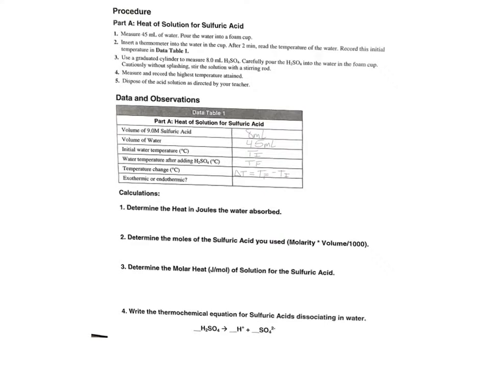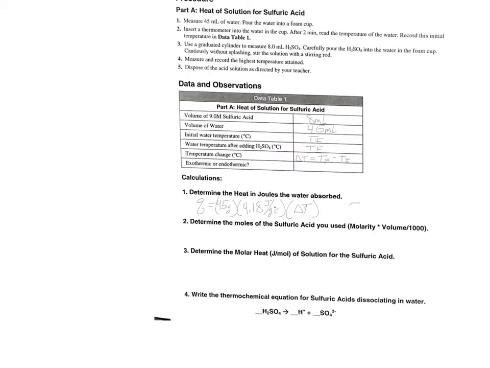For number 1 in procedure part A, in order to determine the heat in joules the water absorbed, you're going to use our old friend Q equals mc delta T of the water. For calculating the heat of the water, you're going to use the volume of the water, which was 45 milliliters. Water is special because its volume is directly equal to its mass. So you can use the mass of water as the volume you poured, 45 grams, times the specific heat, 4.18 joules per gram degree Celsius, times your delta T that you calculated in data table 1.